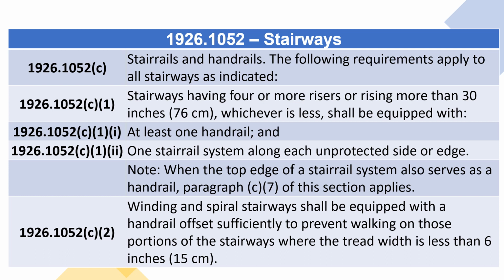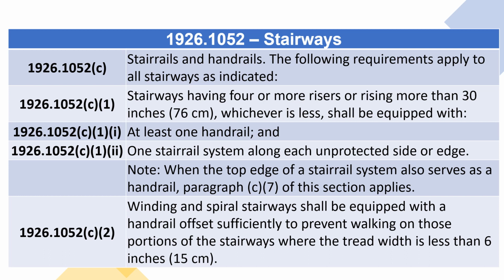1926.1052 C1. Stairways having 4 or more risers or rising more than 30 inches, 76 centimeters, whichever is less, shall be equipped with 1926.1052 C1 I through C1 2 at least one handrail and one stair rail system along each unprotected side or edge. Note: when the top edge of a stair rail system also serves as a handrail, paragraph C7 of this section applies.